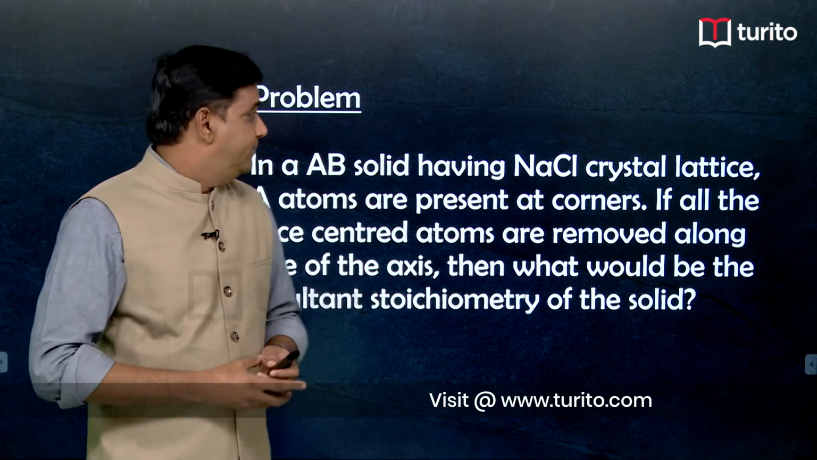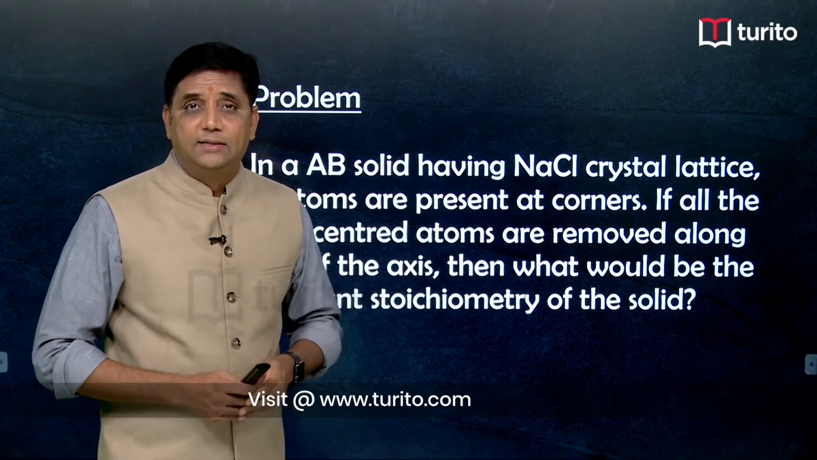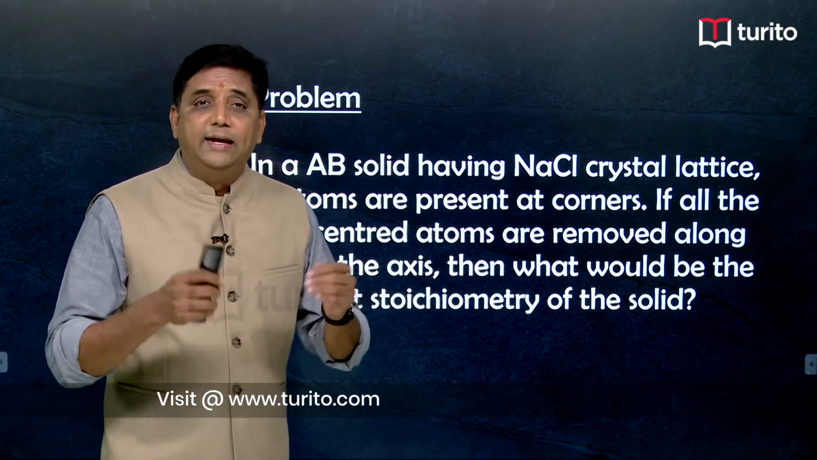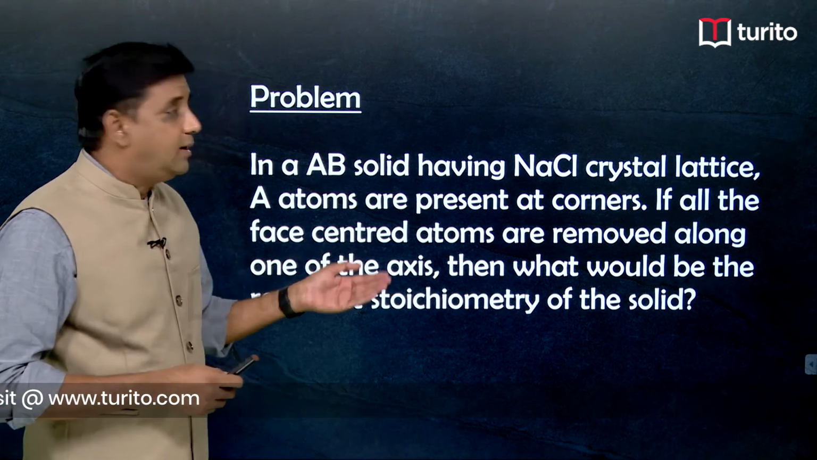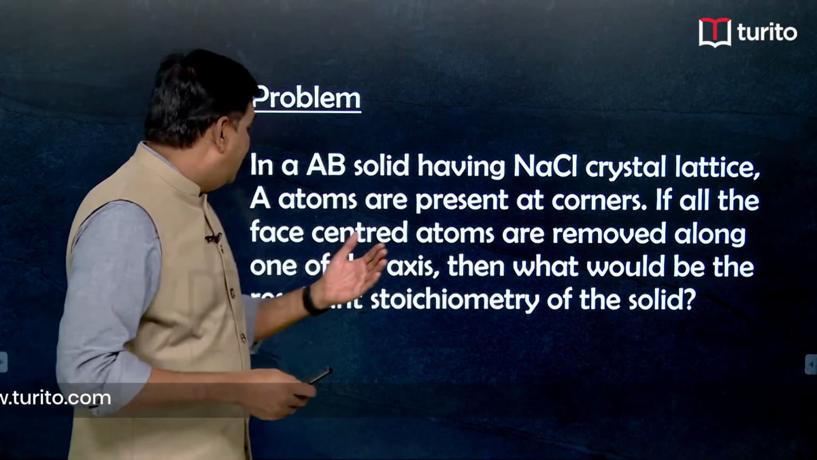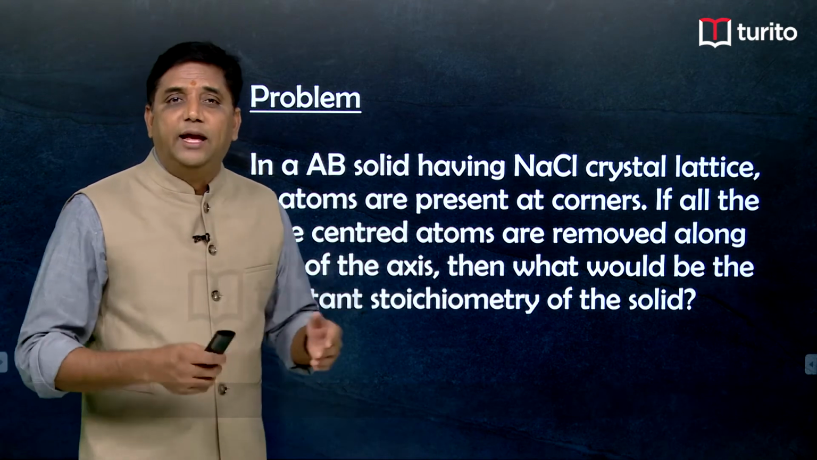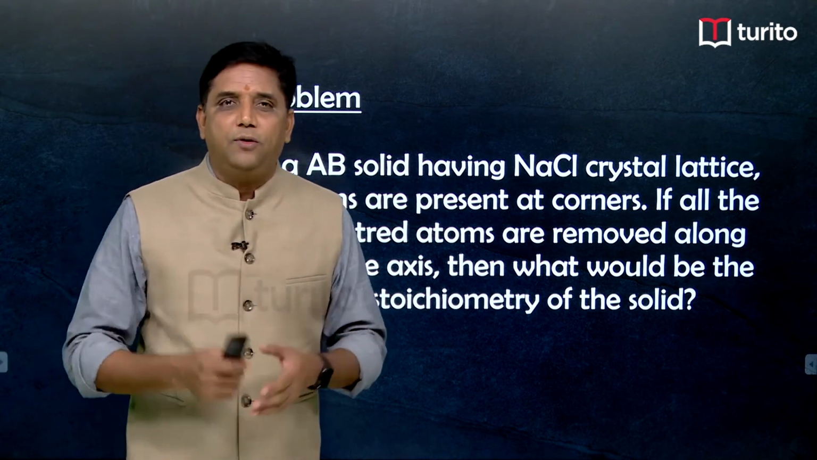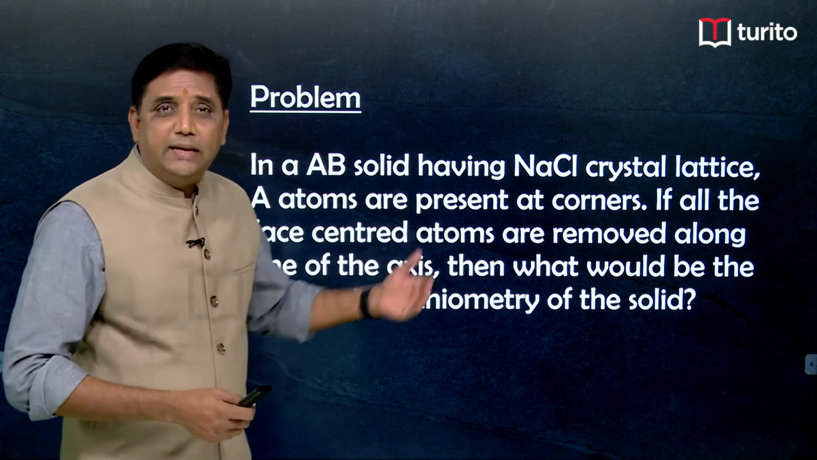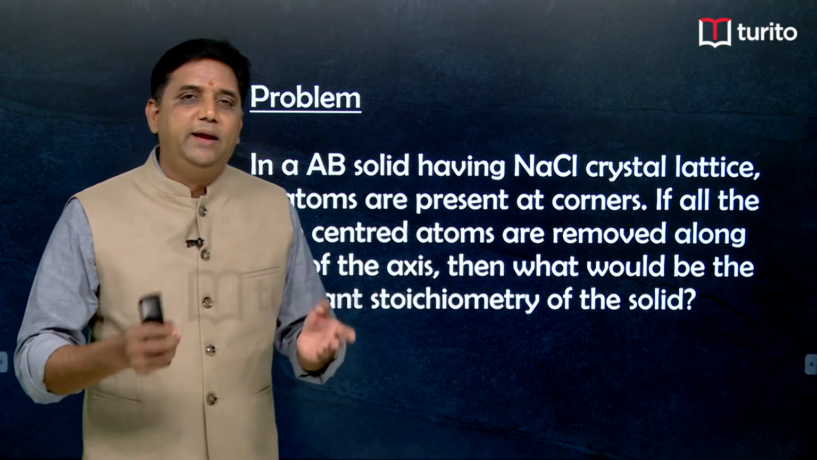And the question is: in an AB solid having NaCl crystal lattice, it is a solid of AB and it contains just like the NaCl crystal lattice, and A atoms are present at corners. If all the face centered atoms are removed along one of the axes, then what would be the resultant stoichiometry of this solid? This is a very beautiful question, and based on the 3D animation we have seen now, this question can be very easily solved.